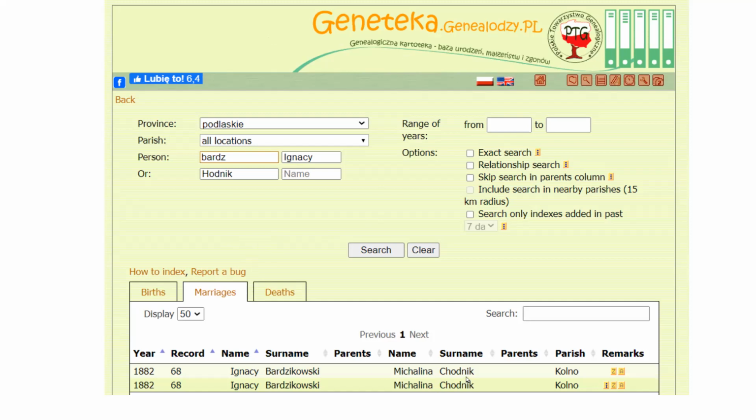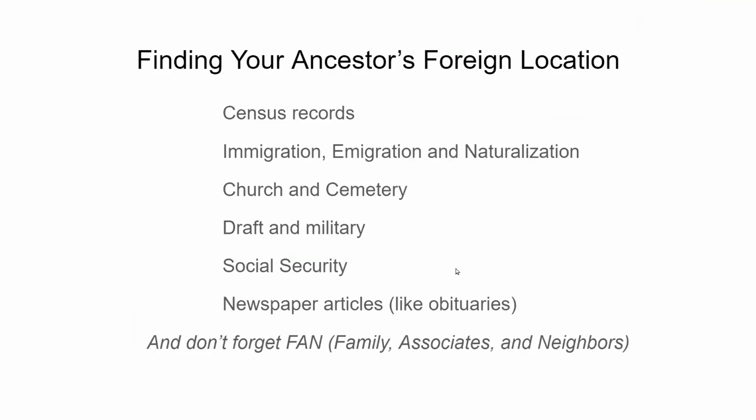I've got Mihalina's family back 5 generations from here. Ignacy's back 2. Turns out that the village that my wife's grandmother was born in was the Chudnik family village. So that was it. Okay, and then finally, a reminder, what we're talking about here keys off of getting as close as possible to the exact location.